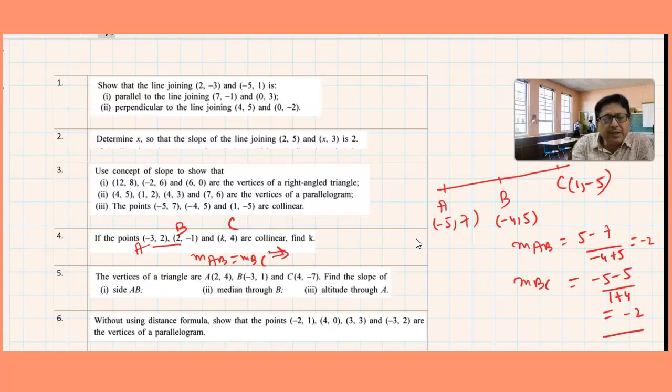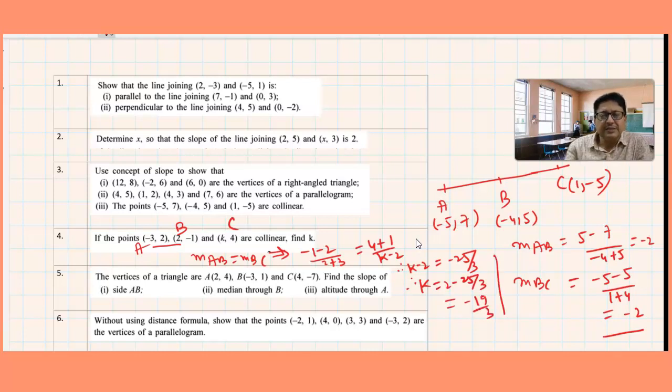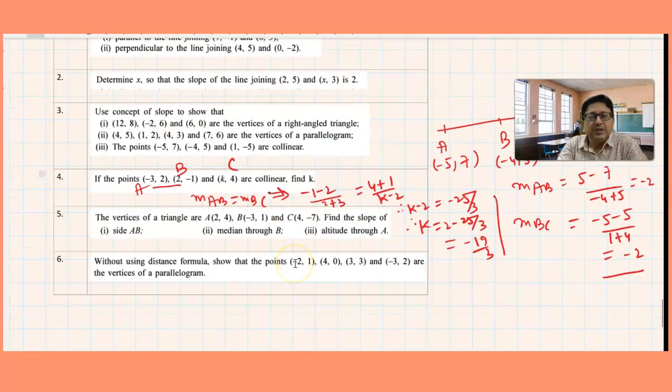Just to find the value of K if these 3 points are collinear. If they are collinear, slope of AB must be equal to slope of BC. I am using that concept. What is AB slope? Minus 1 minus 2 by 2 plus 3. 4 plus 1 by K minus 2. So K minus 2 is going to be equal to 25 by minus 3. So answer is 2 minus 25 by 3. This is minus 19 by 3. Alright. So this way you can solve problems based on slope.